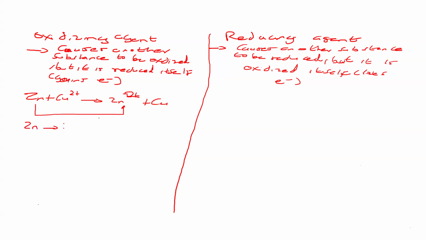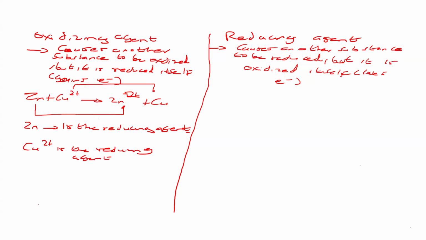What is it? Is the reducing agent. All right. But now, on the other hand, copper, what does it do? Copper gains 2 electrons. So copper gains 2 electrons. It means it's undergoing reduction. So it means copper is the reducing agent. Okay, copper 2 plus is the reducing agent. I hope it makes sense.